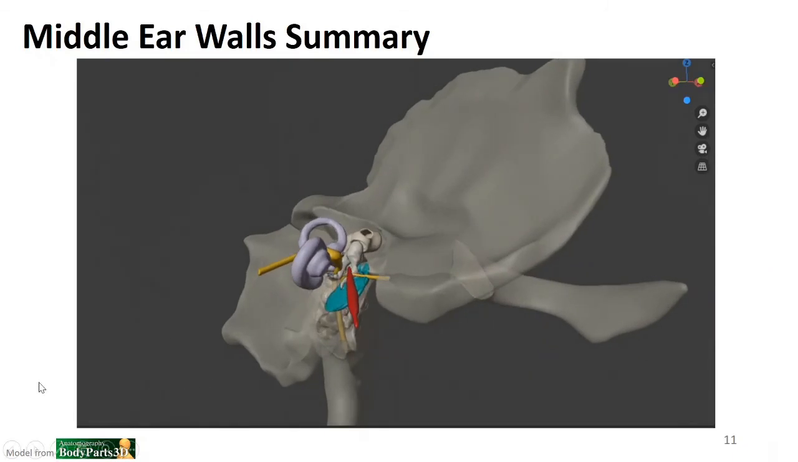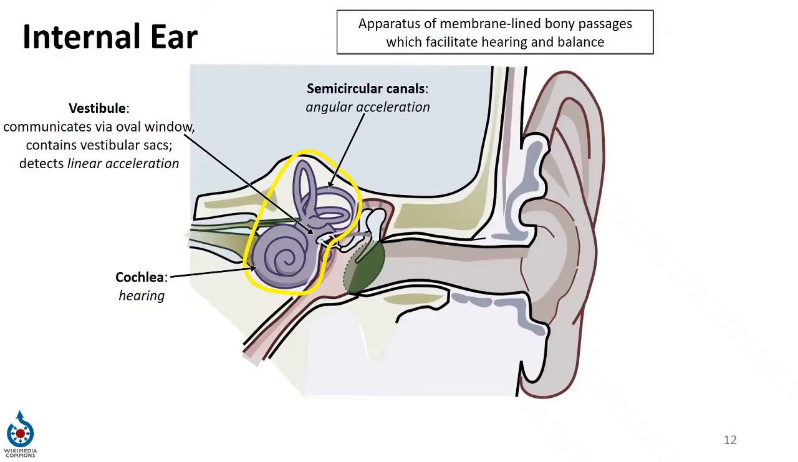All right, so hopefully that makes some sense. Again, if it doesn't stick the very first time through, that's okay. This is an extremely difficult area to visualize. And as I said, we'll keep coming back to these different walls as we talk about these structures in detail. So let's move on to the internal ear.